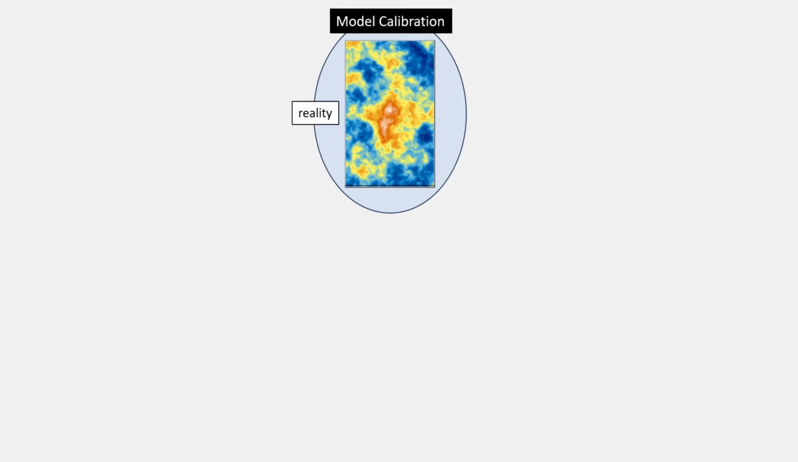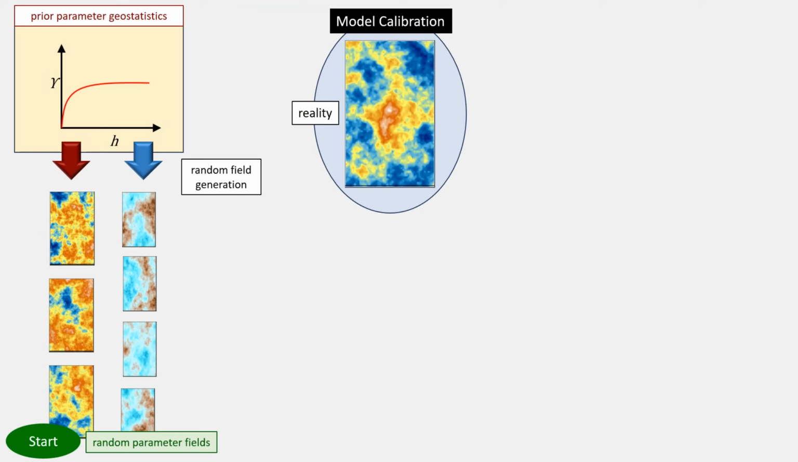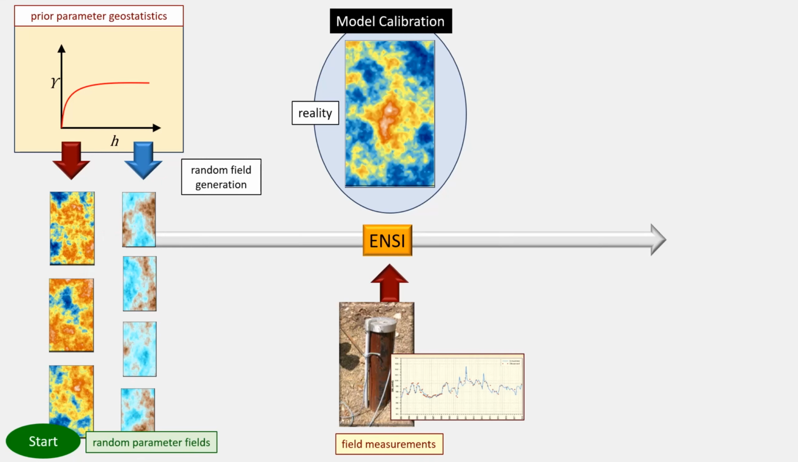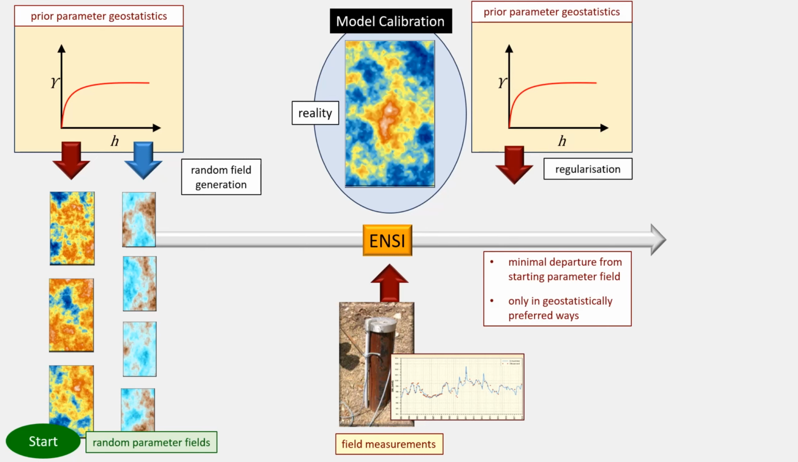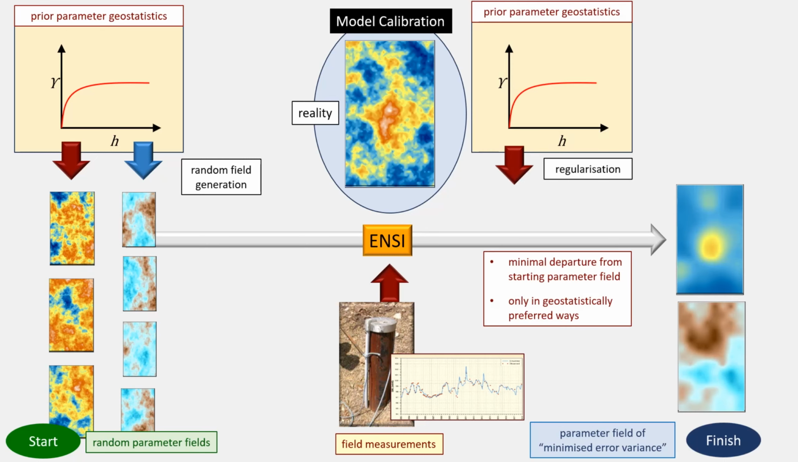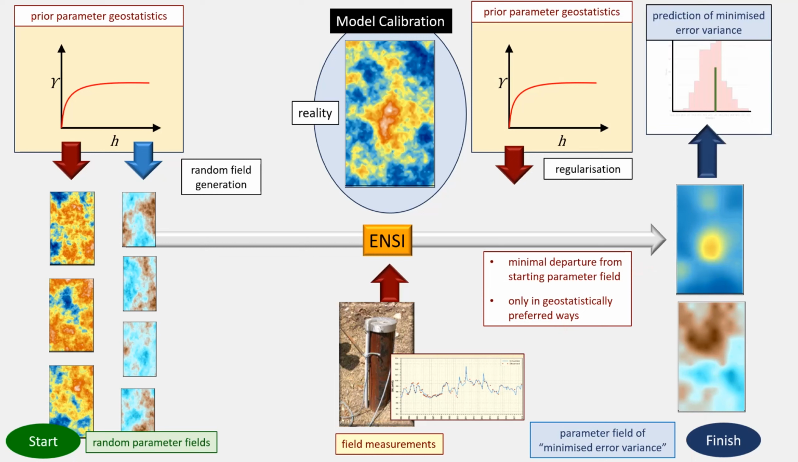So, to look at it pictorially, we're undertaking model calibration. We use the geostatistics pertaining to our parameters to generate realizations sampled from the prior. One set of realizations for one parameter type, another set of realizations for another parameter type. Then we use PEST-HP to derive, using Tikhonov regularization, a minimum error variance parameter field which has parameters of different type, which allows us to make a prediction of minimized error variance.